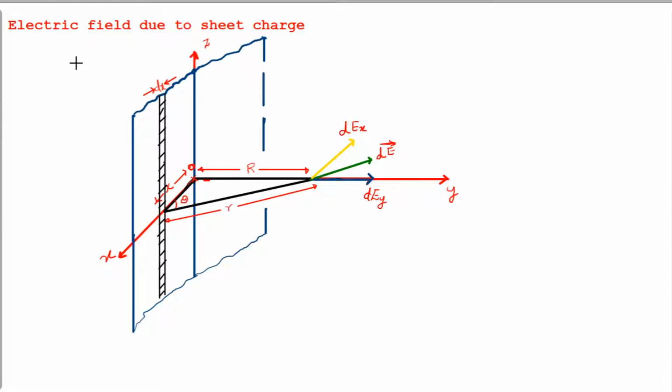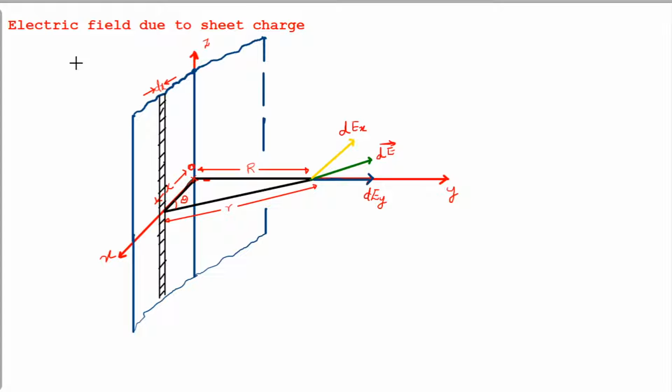Hi, welcome. In the previous video, we have seen how to derive the mathematical expression for electric field due to line charge. During the discussion of distribution of charges, we have seen that charges can also exist as surface charge. So in today's video, we are going to find the electric field at a given point due to such a surface charge.